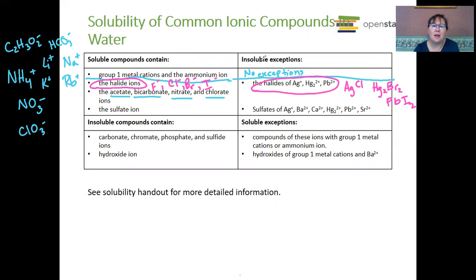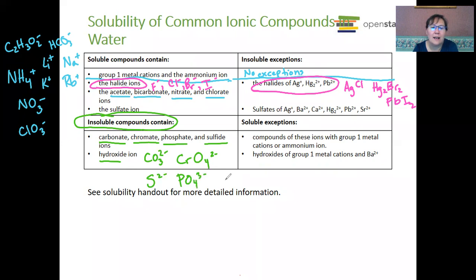Okay, so now insoluble compounds tend to contain carbonate, chromate, phosphate, and sulfide, and hydroxide. Okay, so these things that tend to be insoluble are anything with a carbonate, chromate, CrO4. Make sure that I use the right one. There's some that are soluble. Okay, and sulfides, S2 minus. Oh, sorry, the CO3 was a 2 minus. Phosphates, PO4 3 minus, and hydroxides. Okay, so anything made with these ions is usually insoluble.